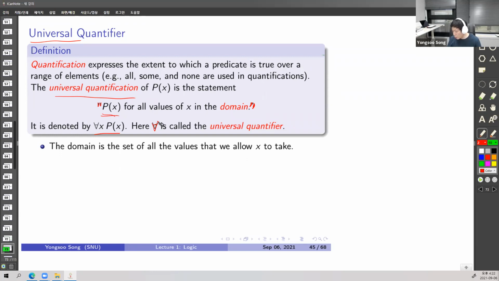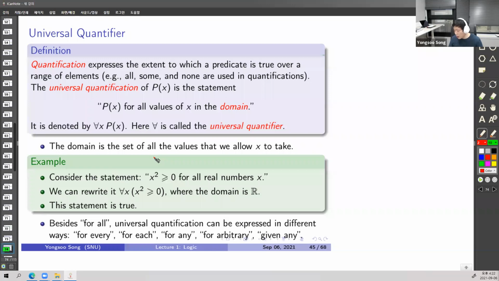And here the domain is very important. The domain is the set U of all values that we allow x to take. This type of statement can be true or false depending on the choice of this universe U, depending on the choice of domain. Let's say, consider the statement x squared is not smaller than 0 for all real numbers x.